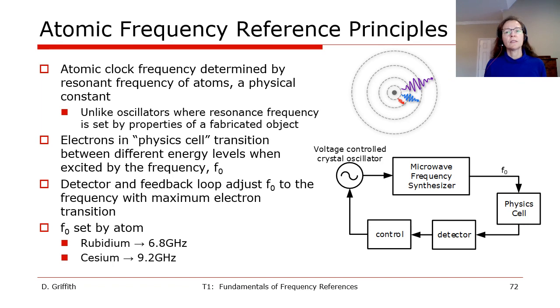The block diagram of an atomic clock is shown at the bottom right, where there's something called a physics cell. And this physics cell has atoms that are excited by a frequency F0, which causes the electrons to transition between different energy levels. There's a detector that detects this electron transition, and the feedback loop adjusts F0 so that the maximum amount of electrons transition. And then F0 is set by the atom used in the physics cell. So two commonly used ones are rubidium, with F0 equal to 6.8 gigahertz, and cesium with F0 equal to 9.2 gigahertz.